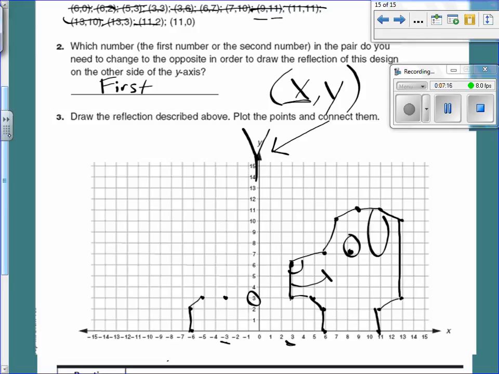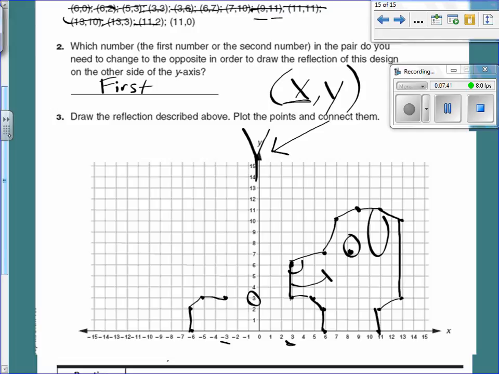Everyone see how that x, the first number, is the one that's changing now? And the y numbers aren't changing. So if I had 6, 0, now I have negative 6, 0. If I had 6, 2, I have negative 6, 2. That y-axis, when you're doing reflection, that's the key thing you need to remember. When there's a reflection, the x number is changing, not the y. And it's just changing to its negative, its opposite. So you have 6, you have negative 6.